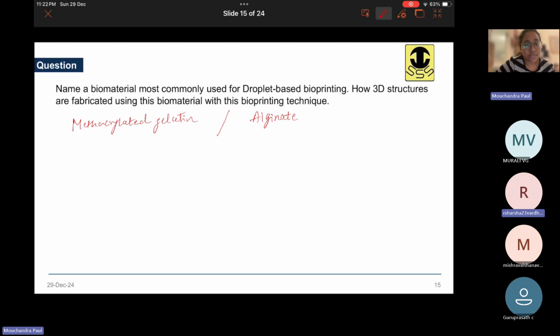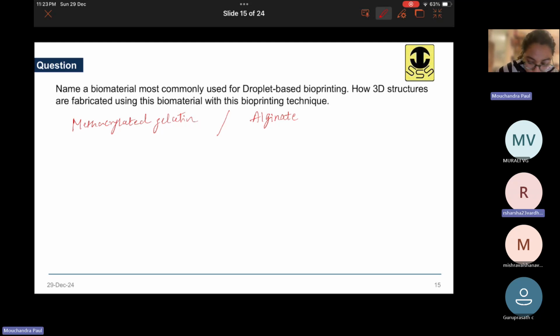Ma'am, we have to make it as layers, drop by drop layers. Yes. But how will you make sure that the first layer of drops can support the second layer of drops? How will you design the bioprinting process? You know the properties of both of these materials, right? Yes. Ma'am, should we harden the shape?